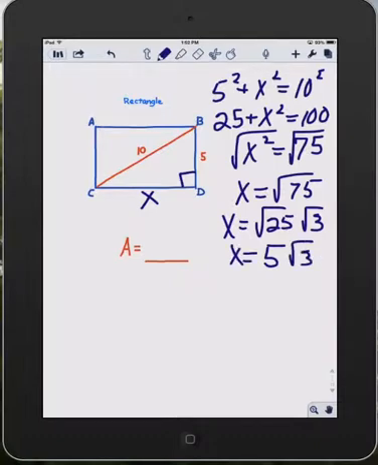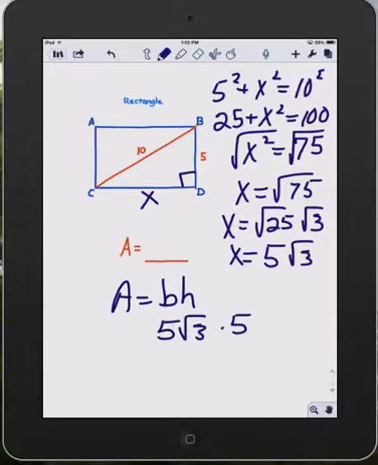The area equals base times height. So the base is 5 times square root of 3 times the height, which is perpendicular to that, gives you an area of 25 times square root of 3, which is the answer to the question.